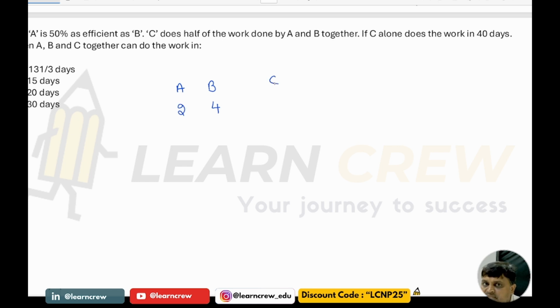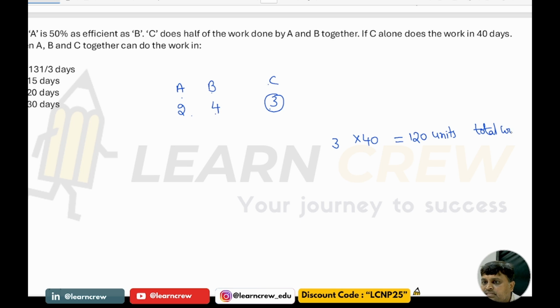And C does half of the work done by A and B together. Half of the work done by A and B together means how much? 2 plus 4, 6 by 2, which is 3. If A's efficiency is 2, B's efficiency is 4, C's efficiency is 3. And C alone does the work in 40 days. C's capacity is 3 per day, 3 per day in 40 days. 3 into 40, so 120 units is the total work.